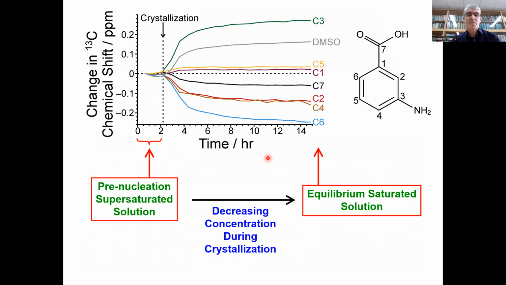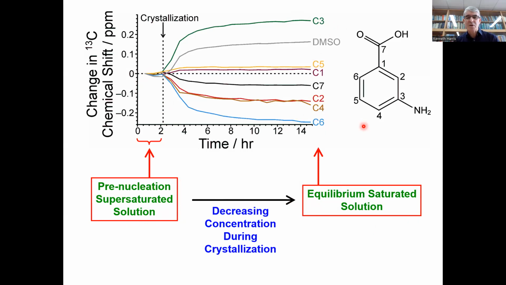So to interpret this, what we remember is that in the first 2 hours, before the crystallization happens, we have a pre-nucleation supersaturated solution, thermodynamically very unstable, wanting to crystallize, waiting for nucleation to happen. But once crystallization happens, the solution phase decreases in concentration and eventually reaches an equilibrium saturated solution, which is thermodynamically stable and does not change anymore with time.